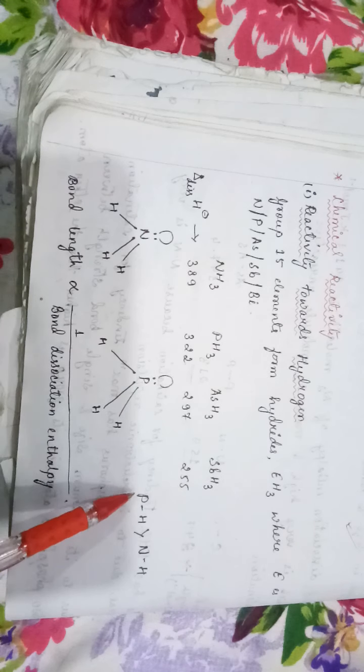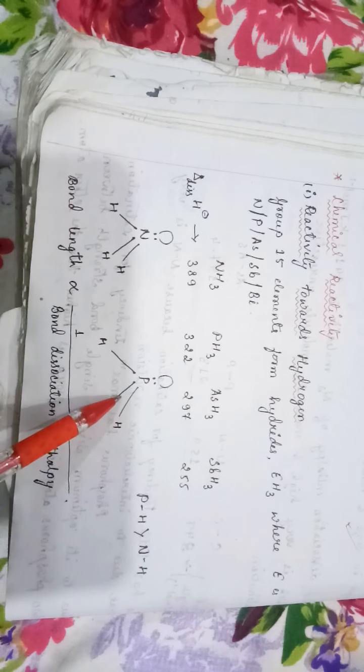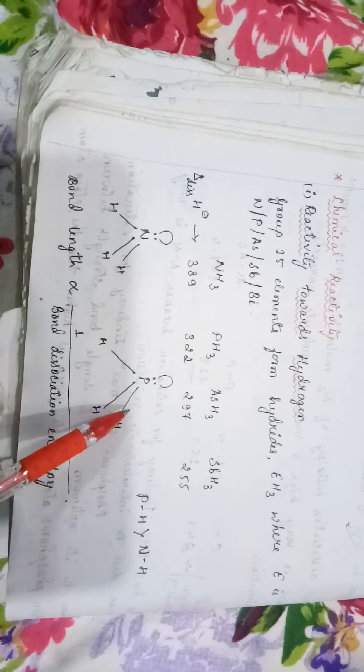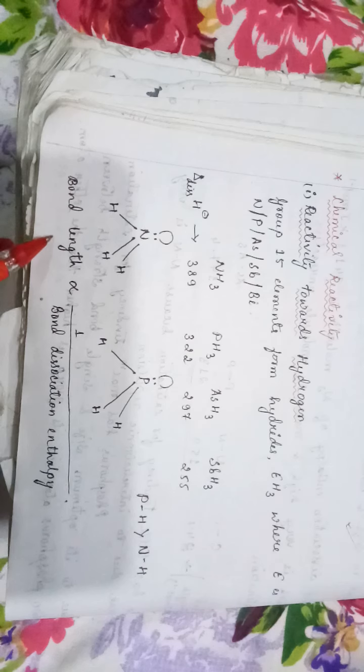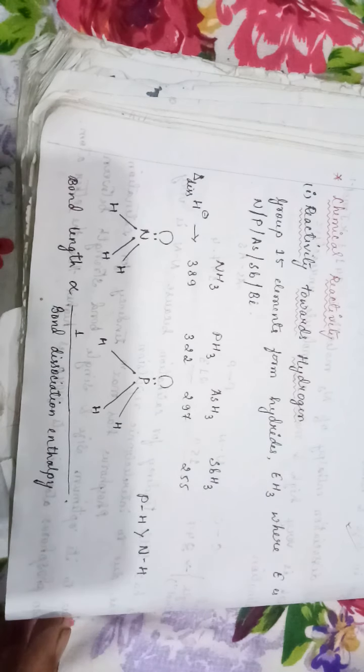Now if I consider the bond dissociation enthalpy of NH3 is 389, decreasing. Why this decrease? If you have looked at the bond length, the N-H bond is a little shorter than the P-H bond. So the P-H bond is greater than the N-H bond. If the bond becomes longer, then it is easier to break, so it requires less amount of energy. Bond length is inversely proportional to the bond dissociation enthalpy. So that part you remember.